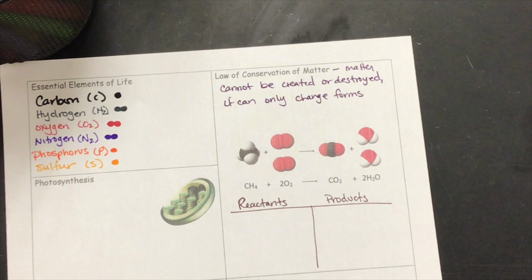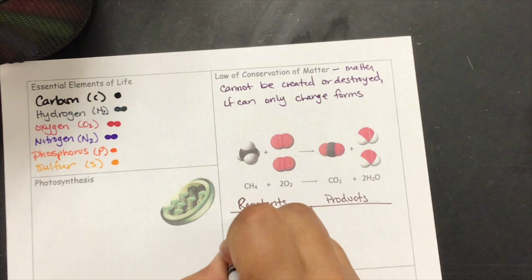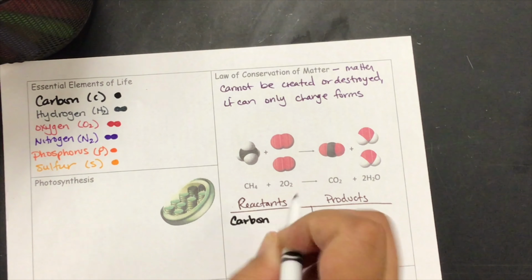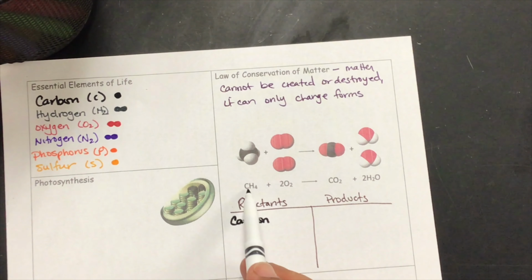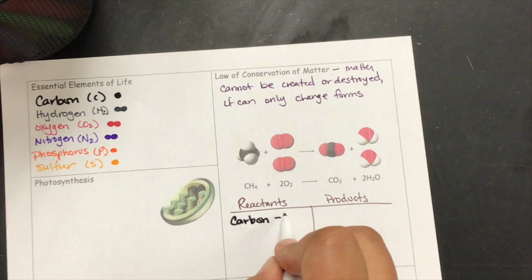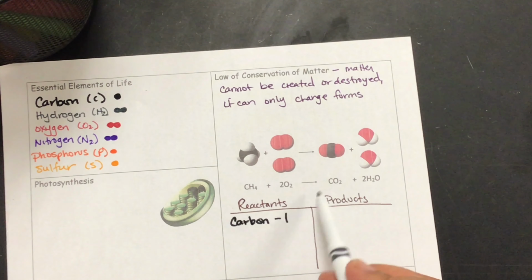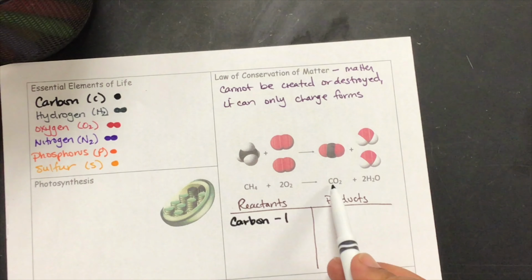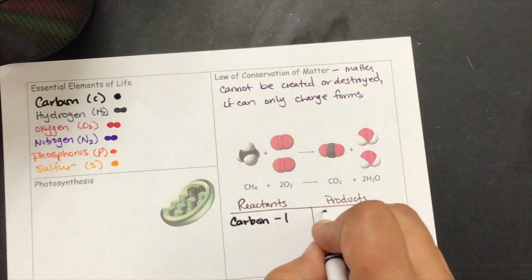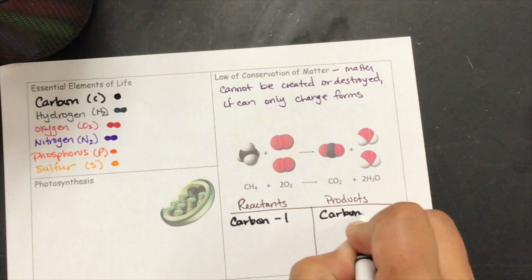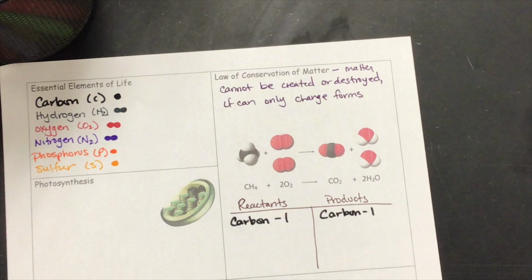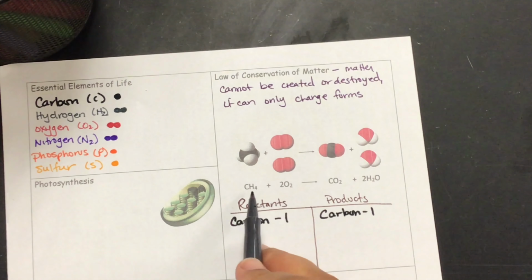So what does the C stand for? It stands for carbon. So how many carbons do I have on this side? Well, there's no number next to that, so I have 1 carbon. Okay? If I look at this side, my CO2, how many carbons do I have? I have 1 carbon. So I have 1 carbon on the reactant side, and I have 1 carbon on the product side.